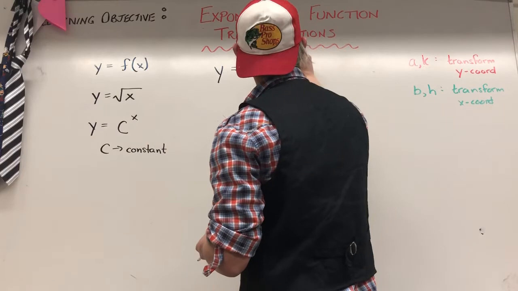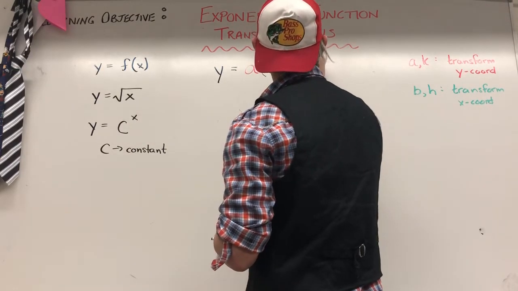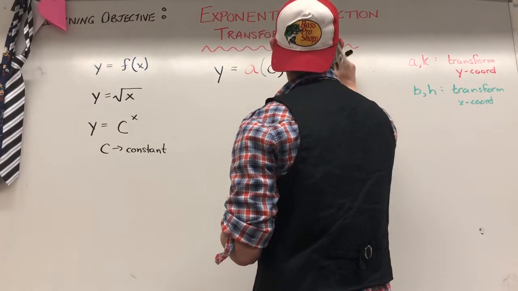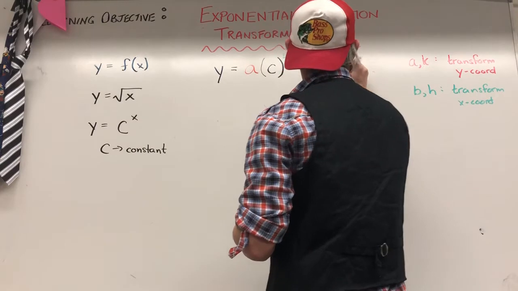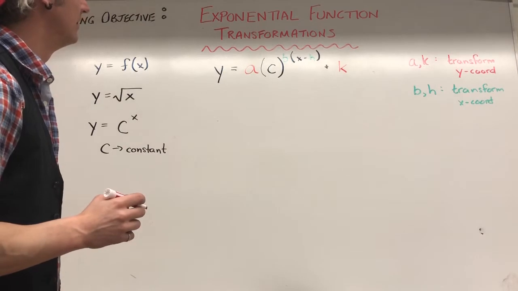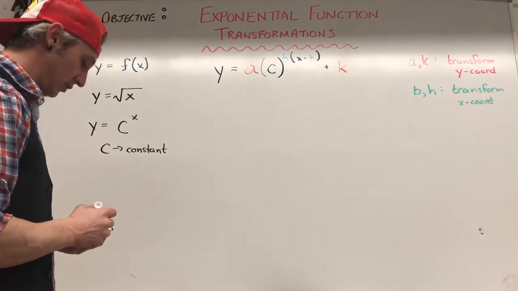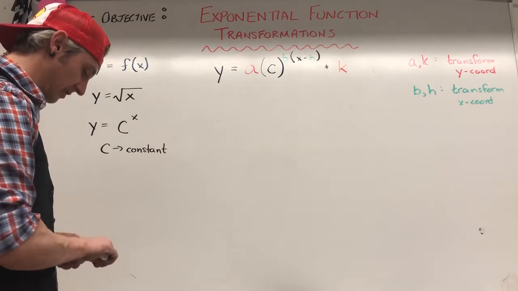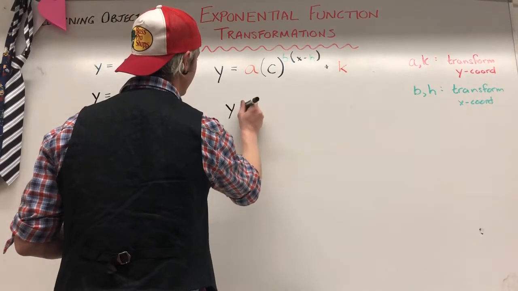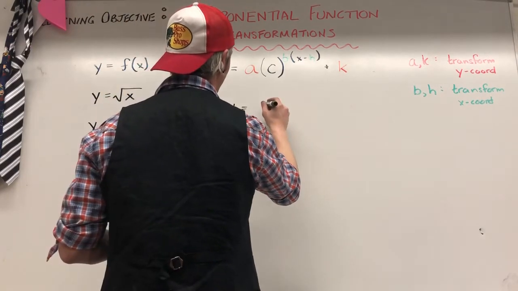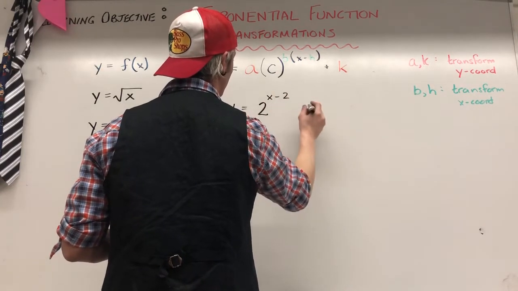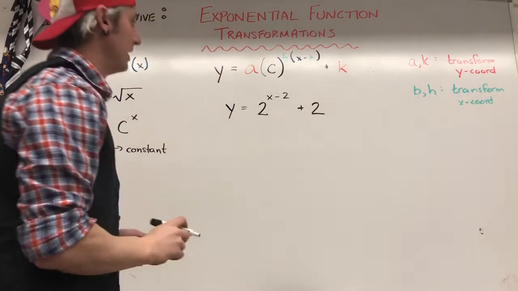So I got b to the x minus h plus k. Okay? So, let's imagine that I give you a function transformation that looks like this. Okay, let's say I give you y is equal to 2 to the x minus 2 plus 2. Okay?